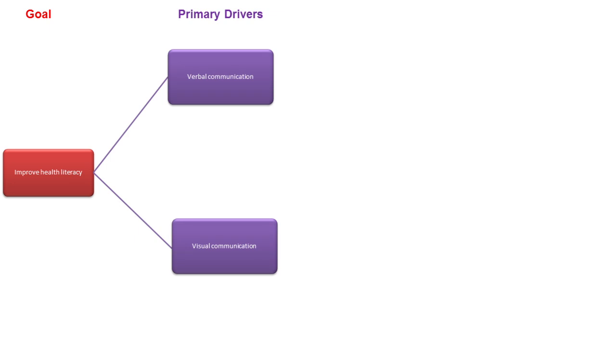Primary drivers are 2 or 3 key high-level elements that directly contribute toward the goal. Ask yourself the question, if we made an improvement in this driver, what would it achieve? Would it move us closer to our goal? If we did all these things, could anything else stop us from achieving our goal? If so, we might have missed a primary driver. In this example, our primary drivers are excellent verbal and visual communication between clinicians and patients.